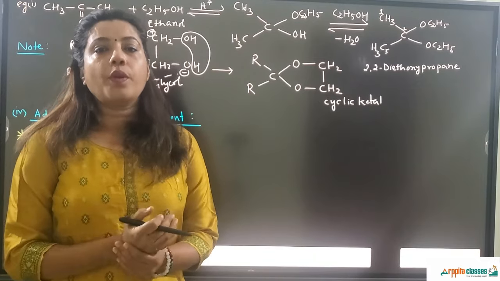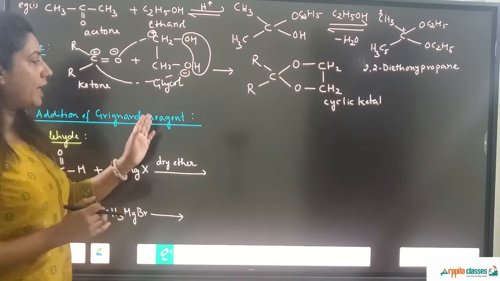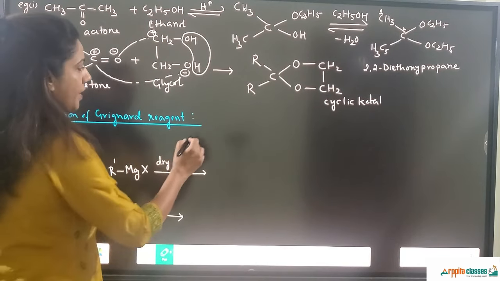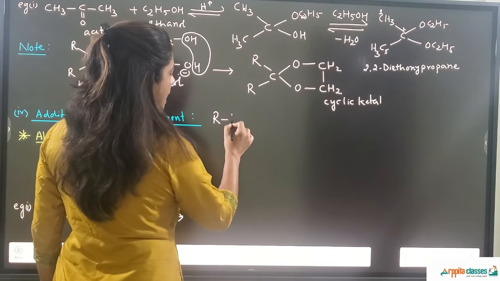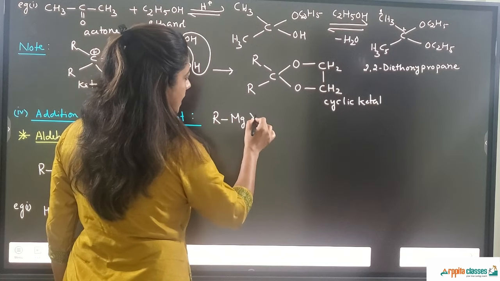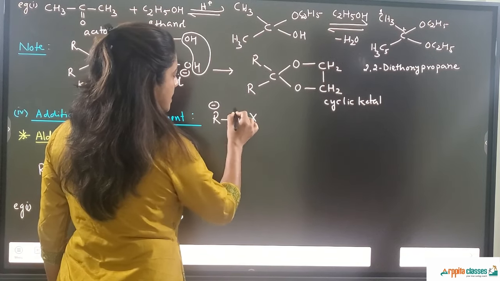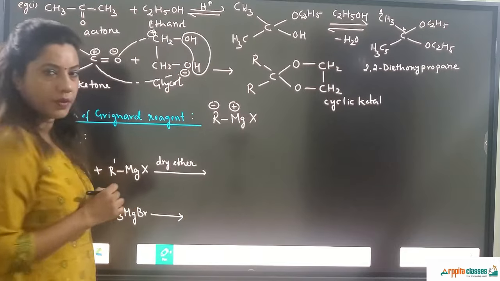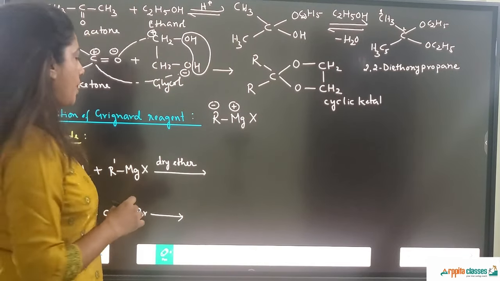The number 4 nucleophilic addition reaction is addition of Grignard reagent. What is a Grignard reagent? We all know that it is RMgX. This is Grignard reagent. R is minus and the Mg part is plus over here. This is an organometallic compound and all that.